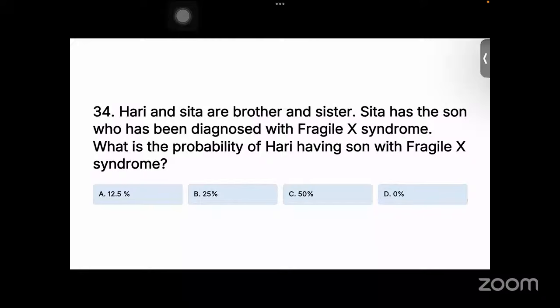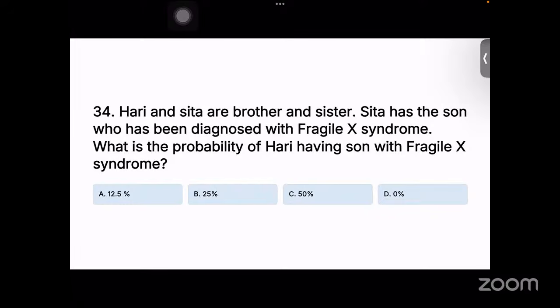Okay, so the inheritance pattern shows very unique characteristics. Speaking about Sita, she has an affected son, confirming she carries the Fragile X premutation or maybe full mutation. Yes or no? So Sita's son has the disease. That means Sita is carrying a Fragile X premutation or full mutation.